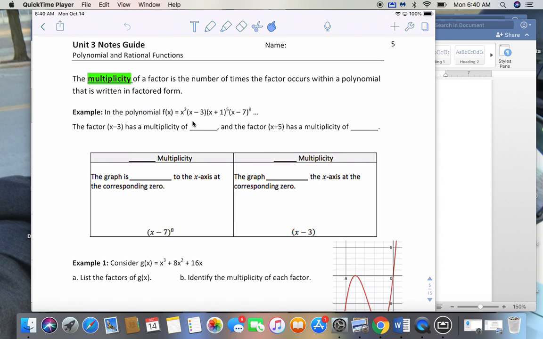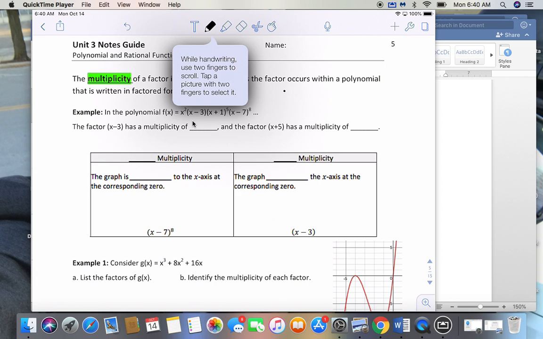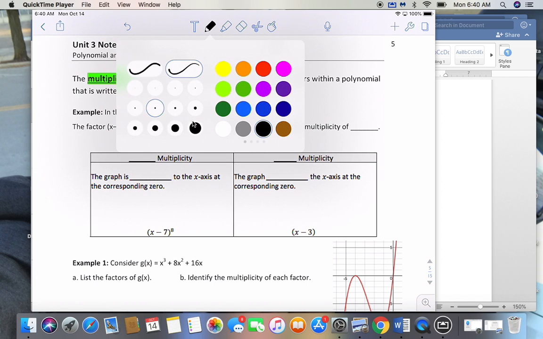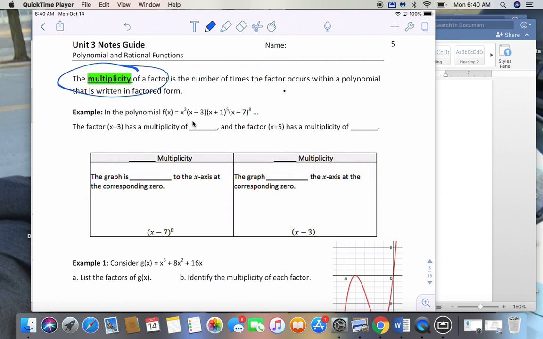We have access to the graph, even in these pictures here, but it still can be misleading. So you've got to be careful what you notice and use some of these tools to help you be a better grapher. The first thing up there is that multiplicity chunk. Multiplicity is a factor: how many times a factor occurs in a polynomial.